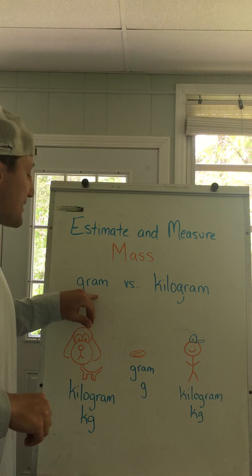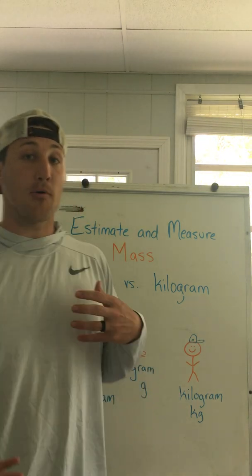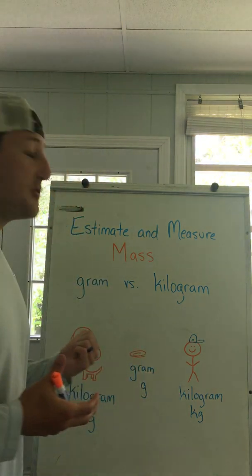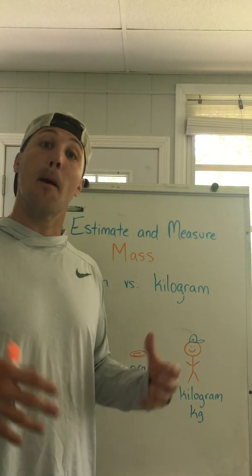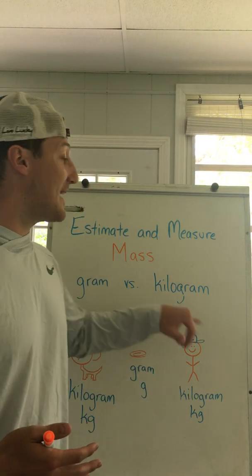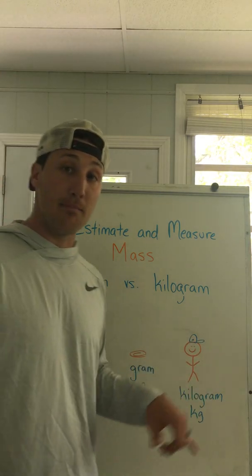So if something is small, around the size of a grape or a paper clip or a penny, we're going to be using grams to measure that. If something's bigger, we're going to be using kilograms. Things like dogs, people, books.